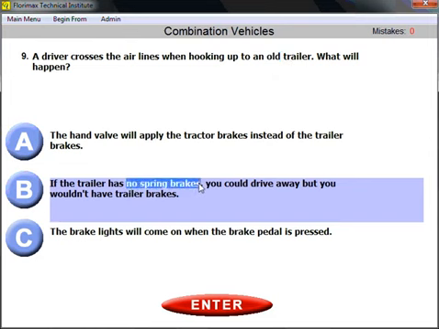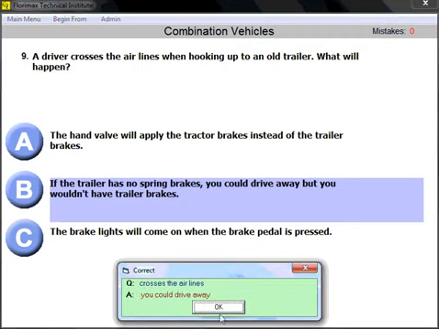And here is the option. If the trailer has no spring brakes, which it does not, you could drive away, but you wouldn't have trailer brakes. So when you read old trailer, go directly to no spring brakes. That's an option. No spring brakes, you could drive away.